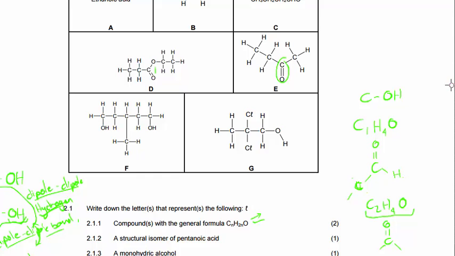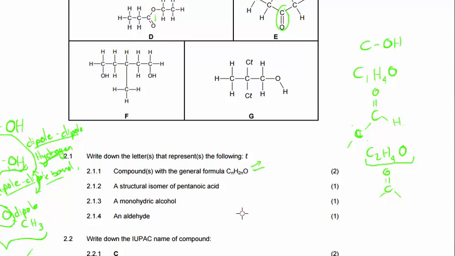A structural isomer of pentanoic acid. So a structural isomer means same molecular formula but different structure. An isomer has the same molecular formula. So pentanoic is C C C C C O H, double bond there. Okay, so that's pentanoic acid.